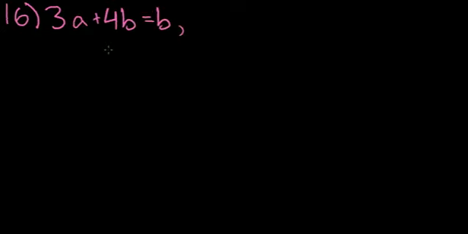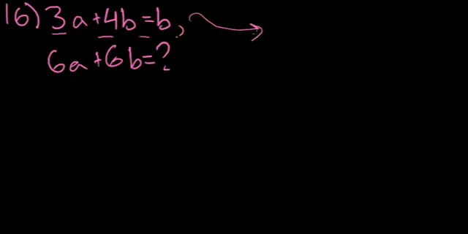Number 16. Okay, so if 3a + 4b = b, then which of the following must equal 6a + 6b? So let's first simplify this equation. Let's subtract b from both sides. 3a + 3b is then going to equal 0.